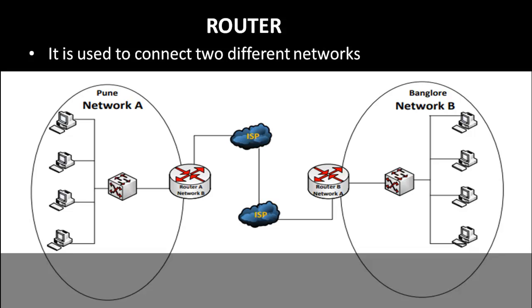Similarly, router B will have information of network B because it's directly connected to network B. Now, we will provide the information of network B to router A. And the information we'll be giving to router A is how it can communicate with network B. Similarly, we will provide information of network A to router B so that both the LAN networks can communicate with each other. I will explain more about routers and switch in upcoming videos.